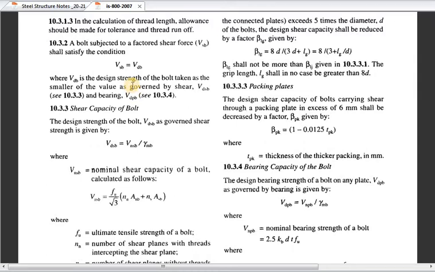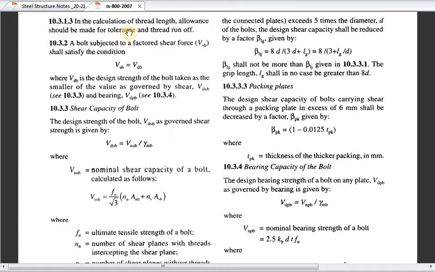So out of these two, that is the shear capacity of bolt and the bearing capacity of bolt, the least value will be the bolt value. And from that bolt value we have to find out the number of bolts required. There will be a factored load given in the problem. So that factored load divided by the bolt value will give us the number of bolts required in connecting the two sections.